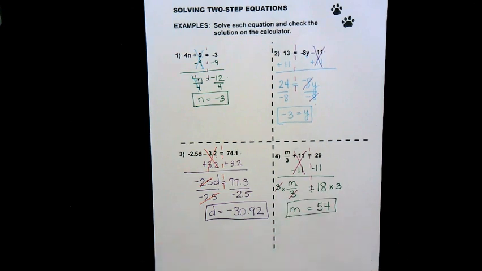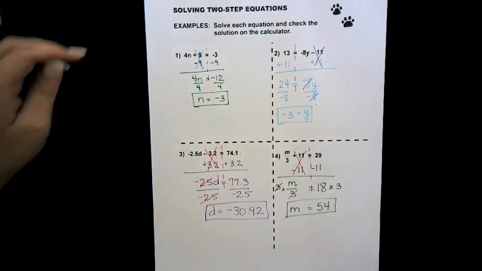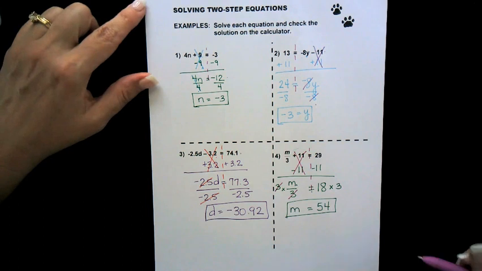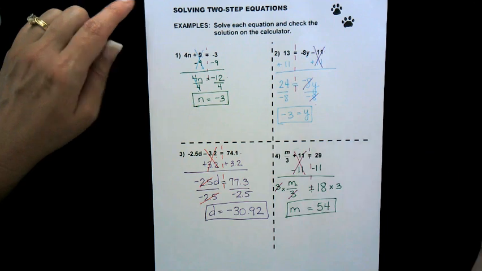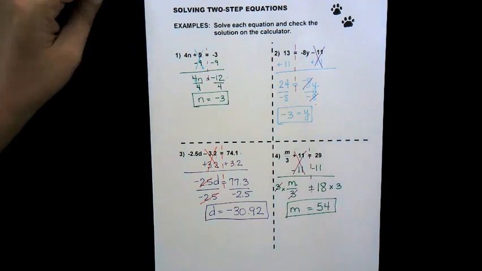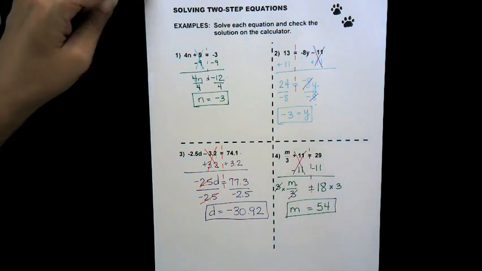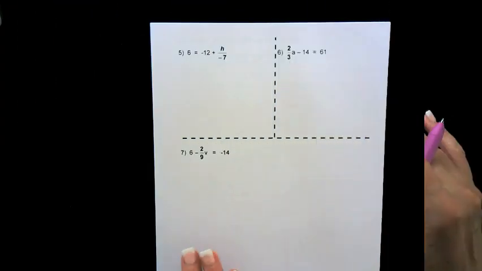Okay, friends, I hope you're starting to see this pattern, right? We keep doing the same thing over and over again, asking ourselves what happens to the variable, taking care of the add or subtract part first, then the multiply or divide. Now, as promised, I am getting a little bit more difficult each time, so let's take a look.